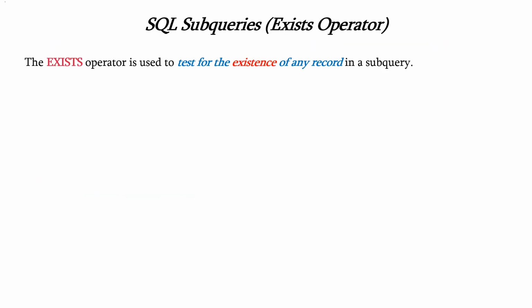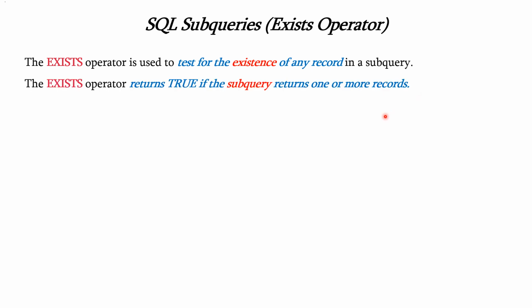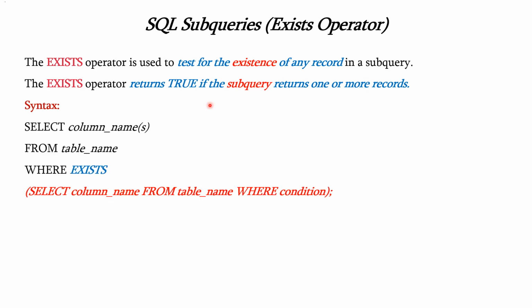Next we'll see about SQL subqueries. The exists operator is used for subqueries. It is used to test for the existence of any record in the subquery. It returns true if the subquery returns one or more records. The syntax is select column names from table name where exists, and we have to write the subquery here. Subquery means a query within another query. So for this query we are writing another query, that is select column name from table name where condition.